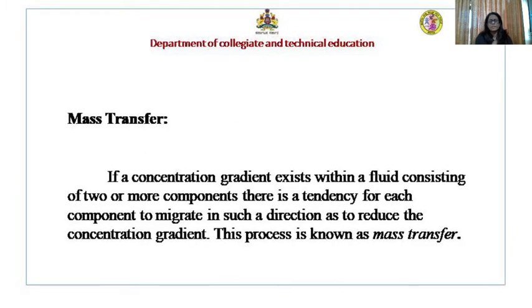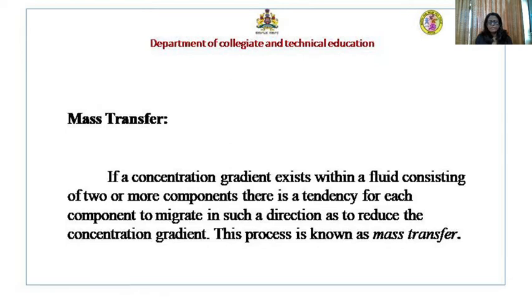This is the definition of mass transfer. If a concentration gradient exists within a fluid consisting of two or more components, there is a tendency for each component to diffuse or migrate in such a direction as to reduce the concentration gradient. This process is known as mass transfer.